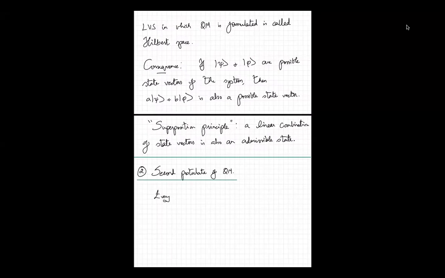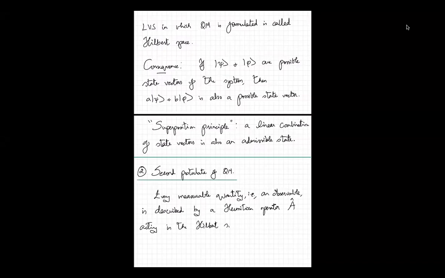Every measurable quantity, that is an observable, is described by a Hermitian operator A acting in the Hilbert space of the system.